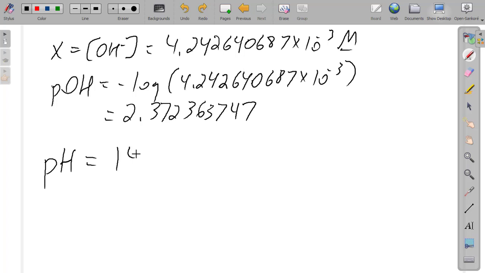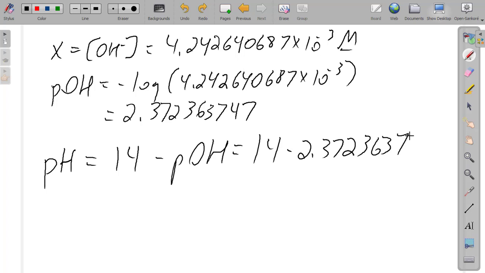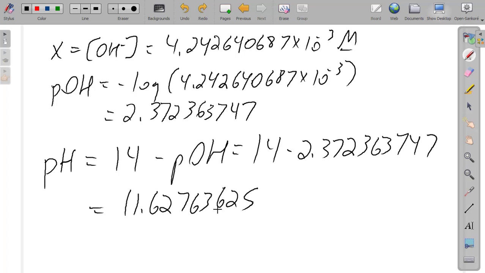pH is going to be equal to 14 minus pOH. 14 minus 2.372363747 gives us a raw number of 11.627636253. And again, when we went through all of this and looked at all of our numbers, there were 2 significant digits. And so again, applying logs, multiplication, division, applying logs, that means that there were 2 decimal places here.